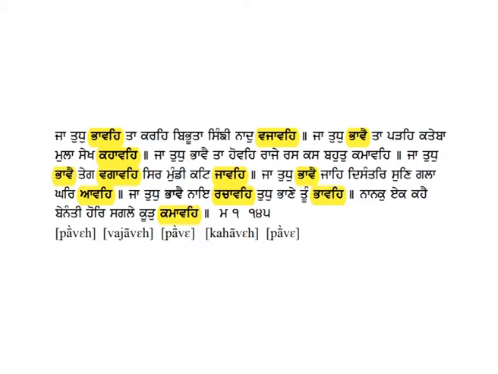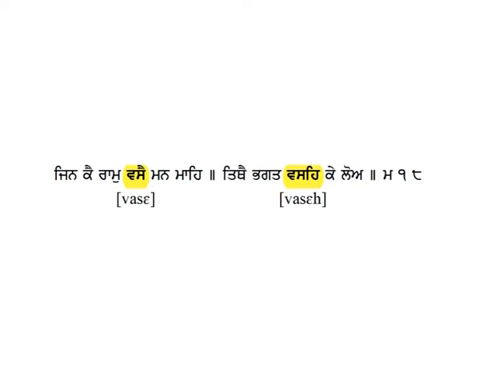Continuously, the distinction between a and a. And in the same way, jinke ram vasai man mahe tithe pagat vasai, a and a. This is a very continuous distinction and it is made continuously. This cannot be ignored. You cannot say, oh, Guru Nanak just, Guru Arjan just, Bhai Gurdas just wrote that. If they were very careful writers, I mean, they knew what they were doing. And if they have written a, it is a, and if it is written a, it is a. You have to pronounce it the way it is written, the same thing all over the place.